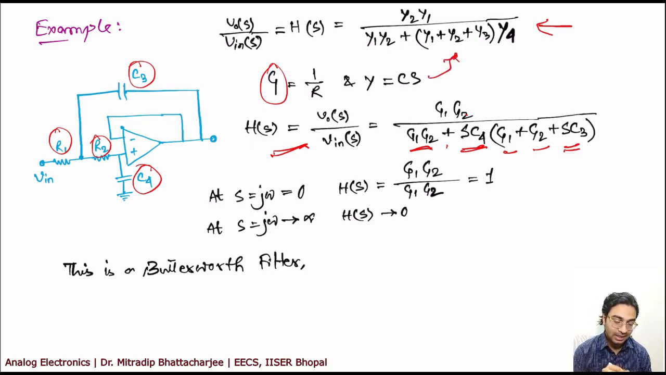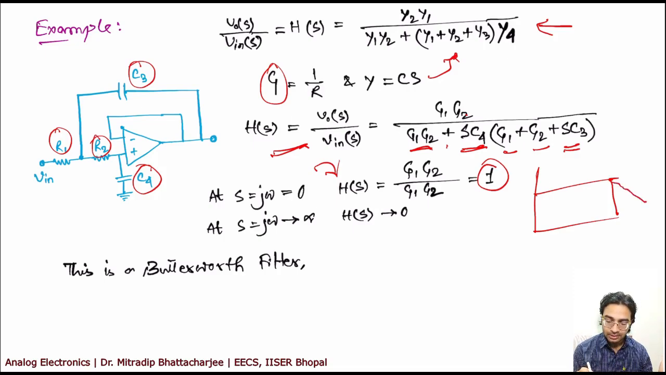And now you see at S equal to 0, your H(S) is 1. What does that mean? At 0 frequency, you have a certain transfer function value. So it is a characteristic of a low pass filter. This is your low pass filter. Ideally it would be like this. Practically it would be like this.